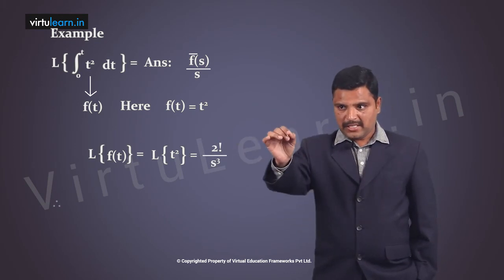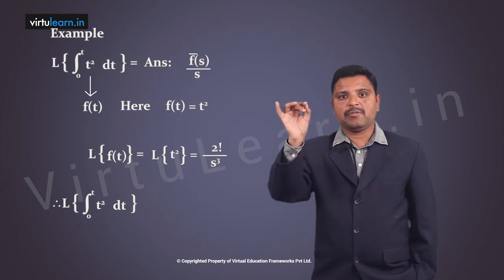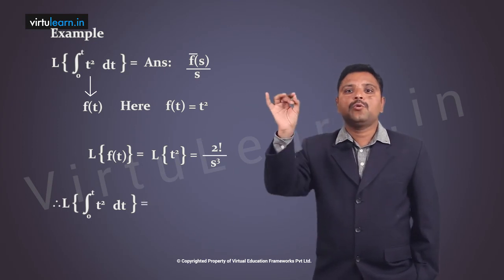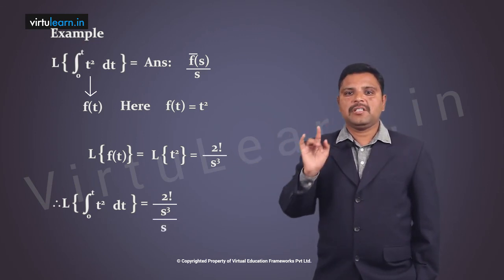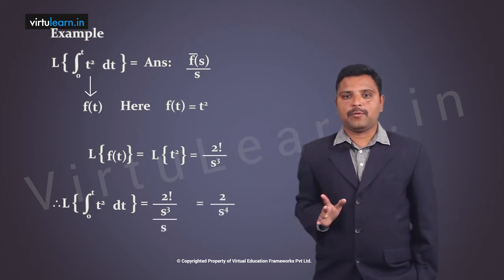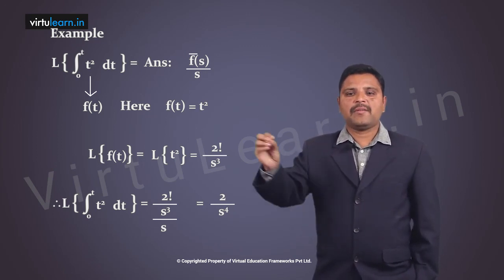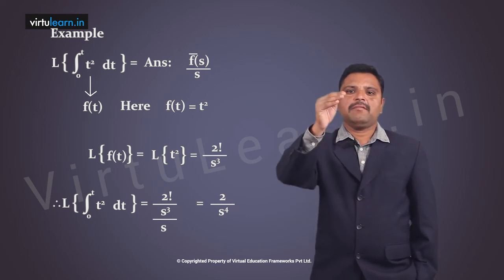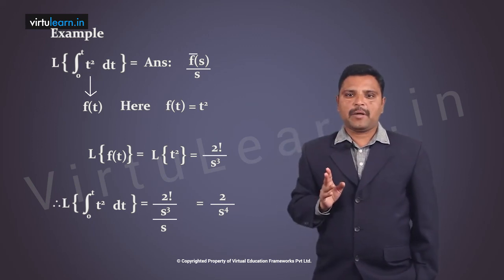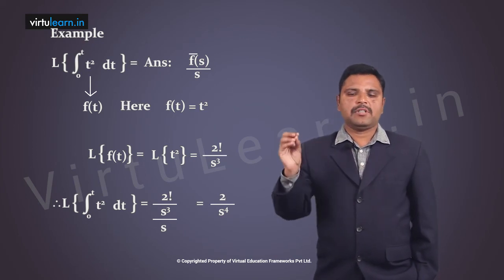Therefore the answer for the Laplace transform of integral 0 to t of t square dt is 2 factorial by s cube divided by s, which means the answer is 2 by s power 4. Like this, we can calculate the Laplace transform of the integration of a function. In the same way, we can solve derivative problems also. Already I have given you some important problems.